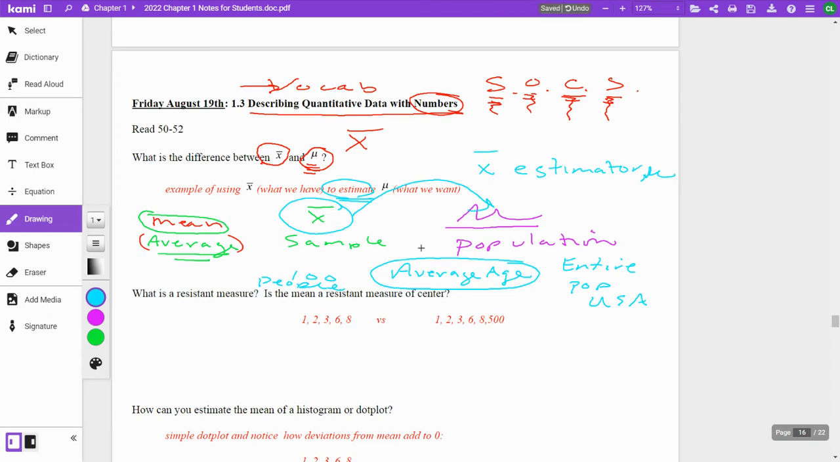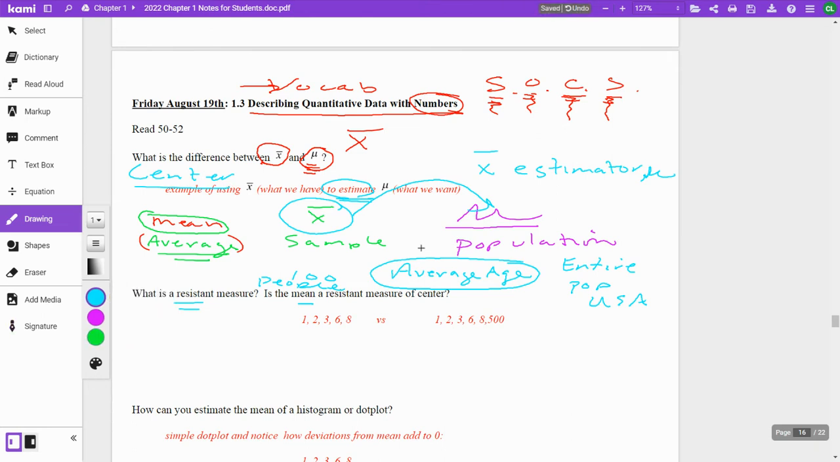We'll talk a little bit more on that in class. Then we've got another vocab word, resistant. They ask, is the mean a resistant measure of center? So this is our center. Let me write that here. We're dealing with center on this bad boy. So what is a resistant measure?